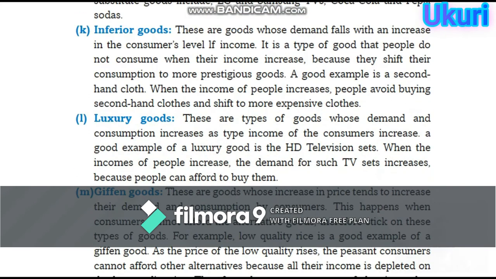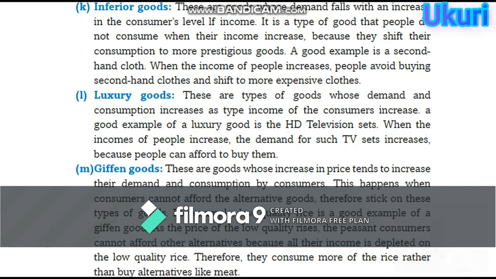So inferior goods, these are goods whose demand falls with an increase in the consumer's level of income. It is the type of food that people do not consume when their income increases, because they shift their consumption to more prestige goods. A good example is second hand clothes. When the income of people increases, people avoid buying second hand clothes and shift to more expensive clothes. Those are examples.